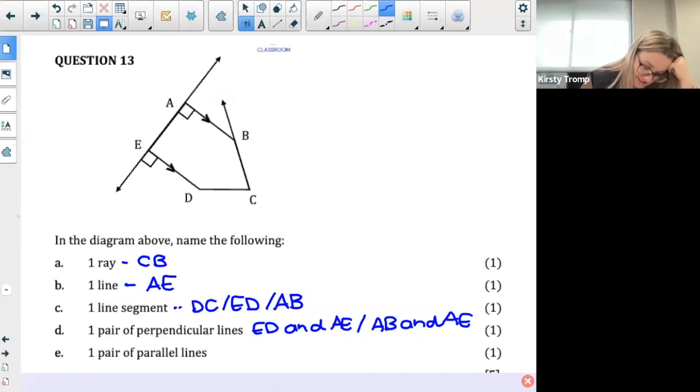DB, ma'am. DB. Okay, I see what you mean. So do you agree AB is going to be parallel to ED? Happy? Awesome. Thanks, Lungawa.